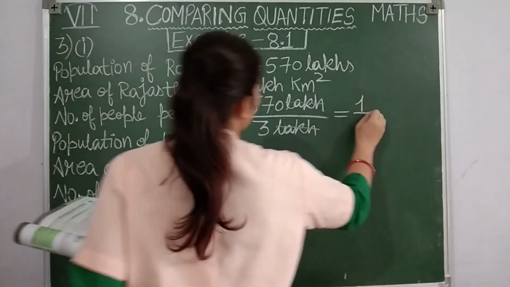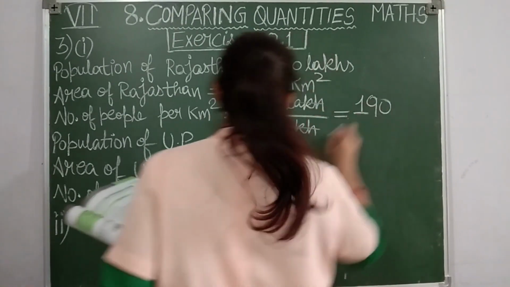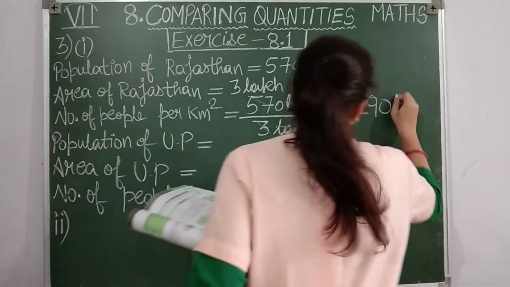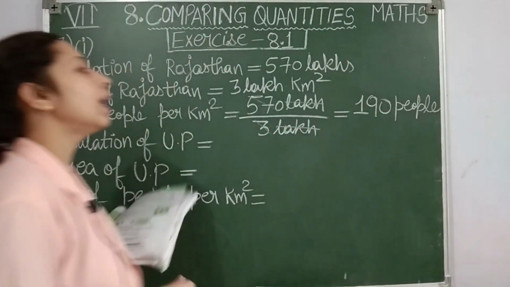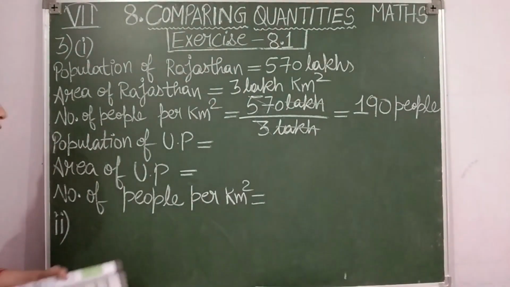Okay, 570 upon 3, I can cancel it with 3 only. 3 ones are 3, 2 left, 27. So 3 nines are 27, 0. So 570 and 3 again cancelled. I got 190, which shows that per kilometer square 190 people live in Rajasthan. How easy it is. Okay, same thing we'll do for UP also.